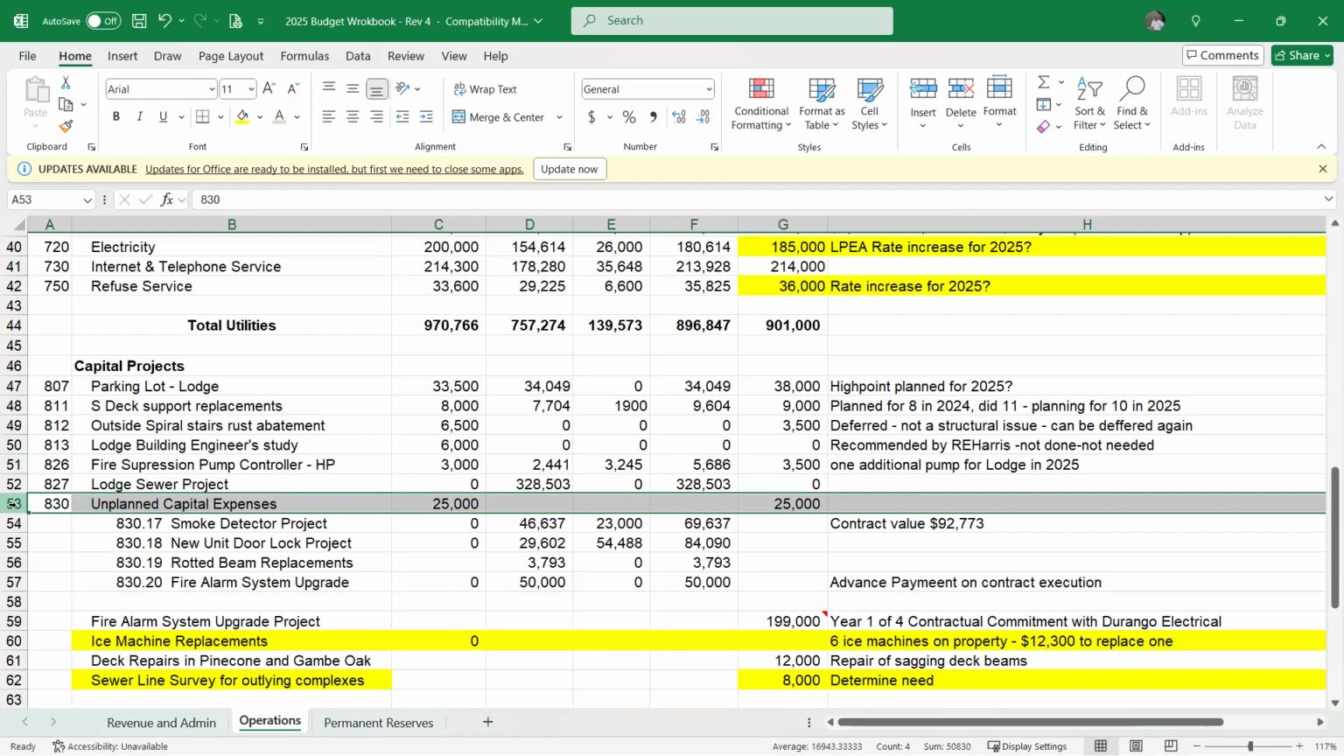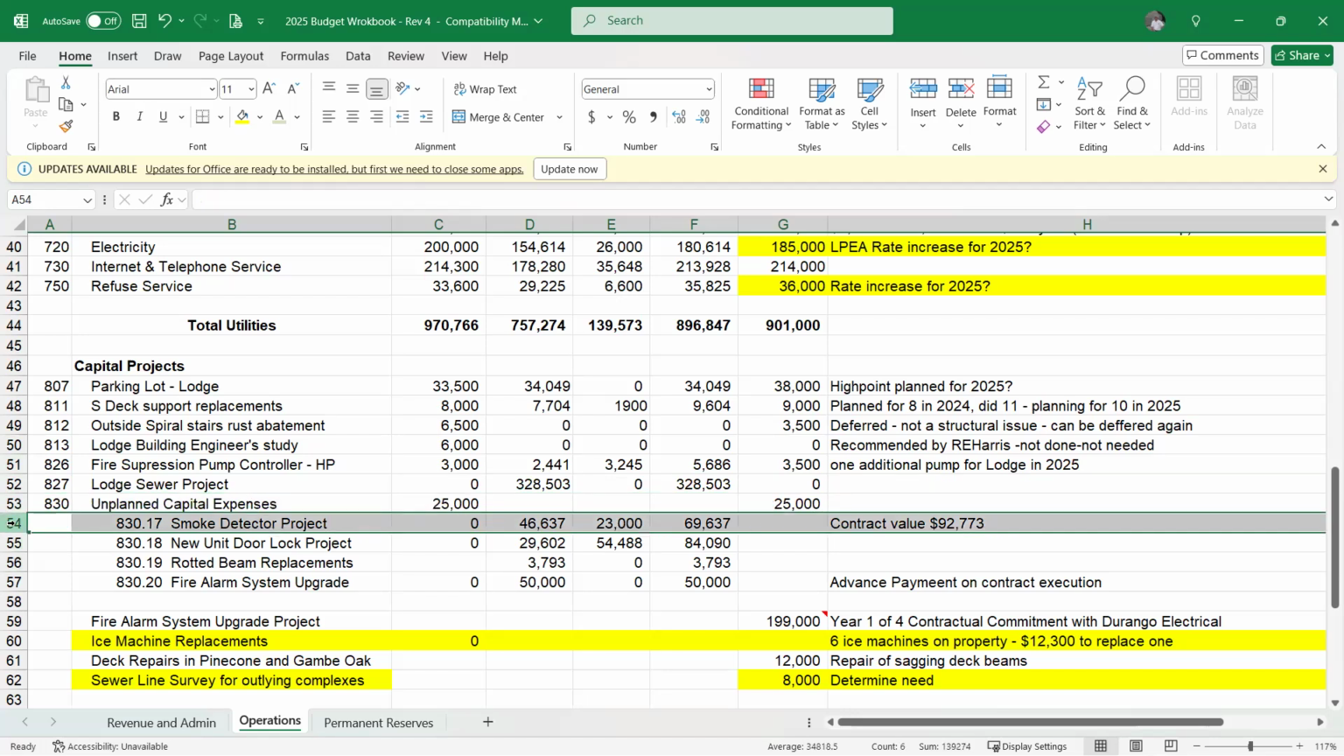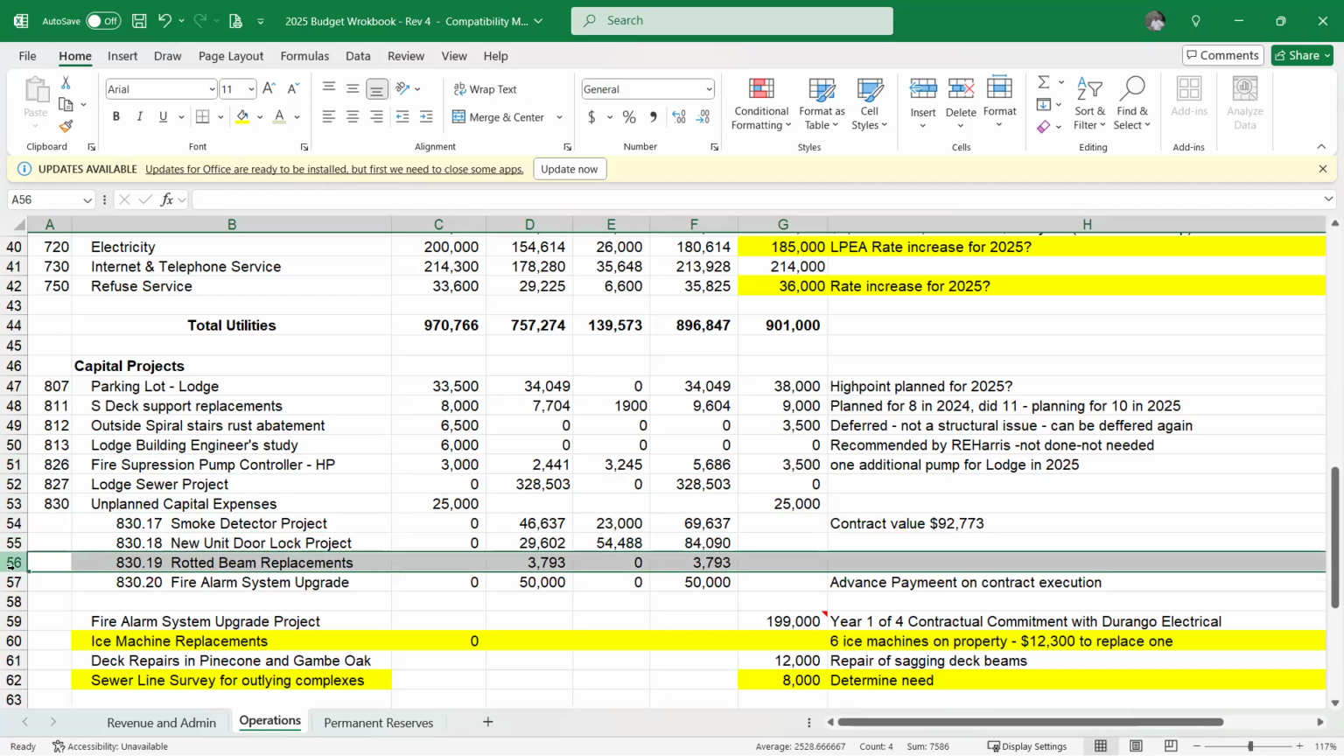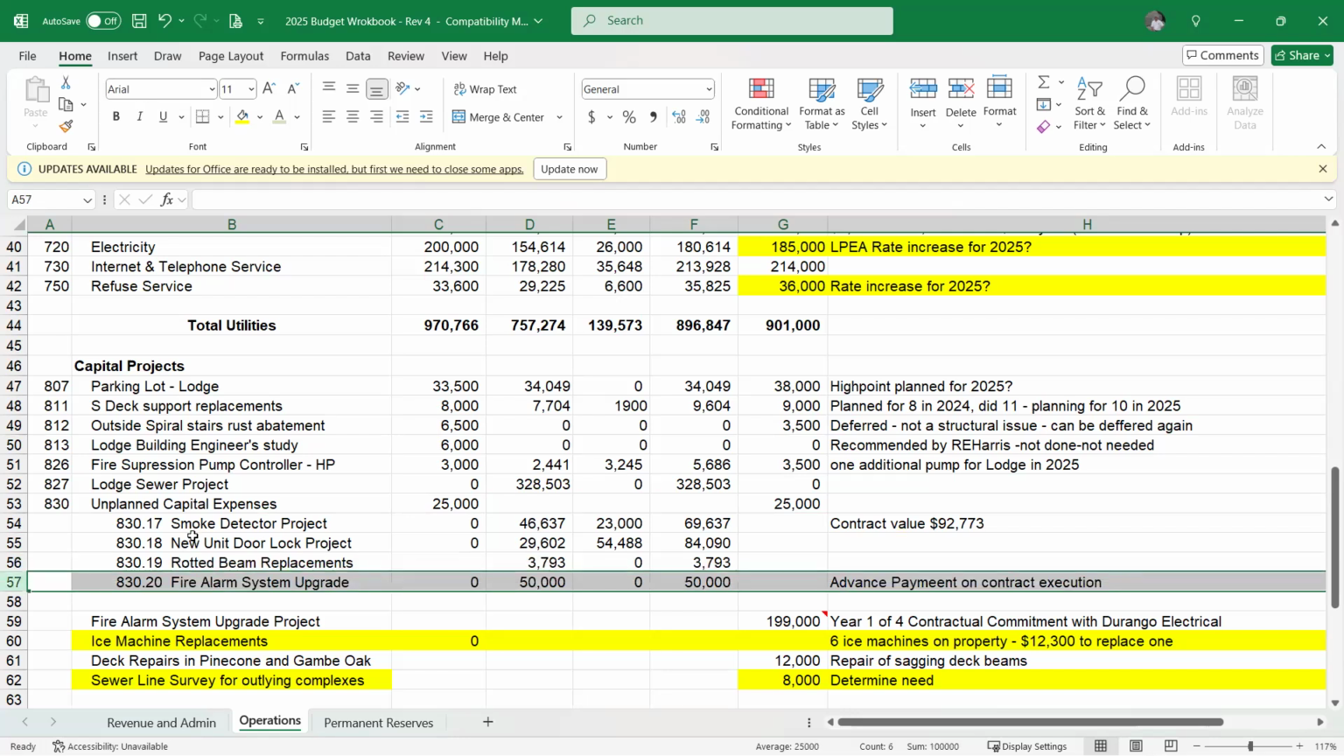We typically budget 25,000 for this, but we have the smoke detector project. So you can see what that is. We have the door lock project. See what that is. These obviously won't be repeated, but they're things that are happening this year. So, rotted beam replacements. And then the fire alarm system upgrade.